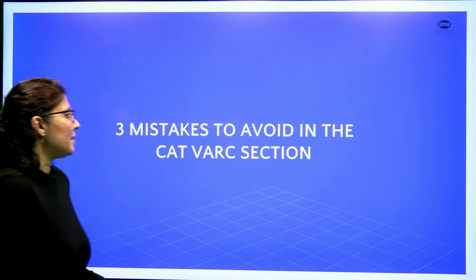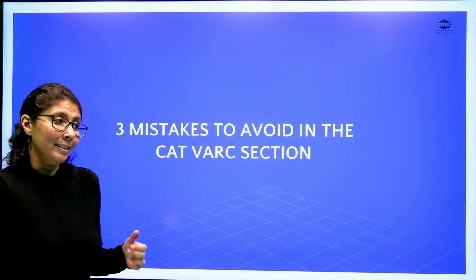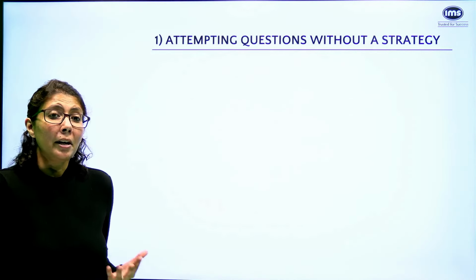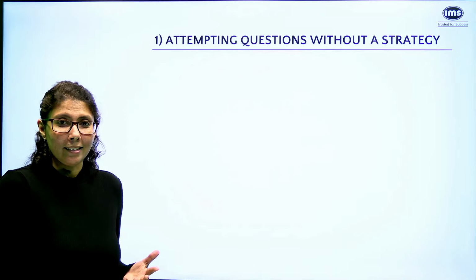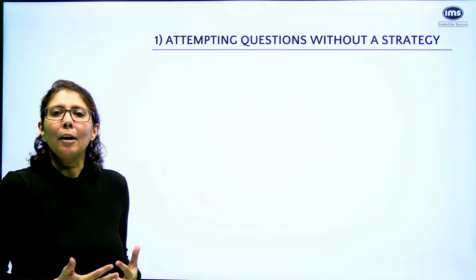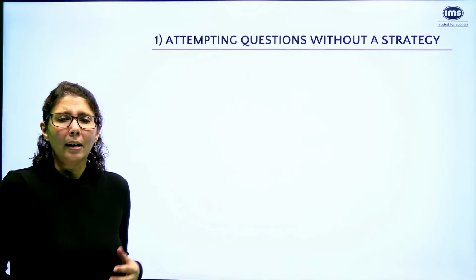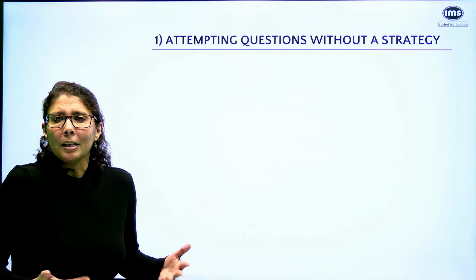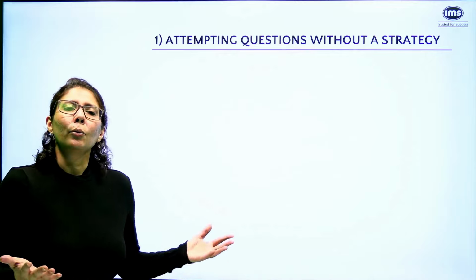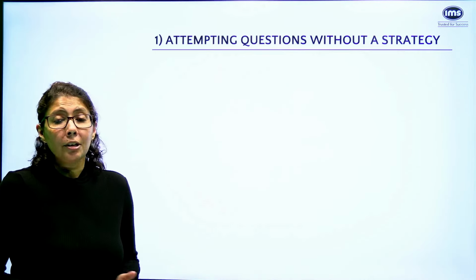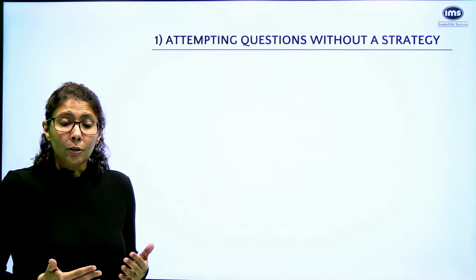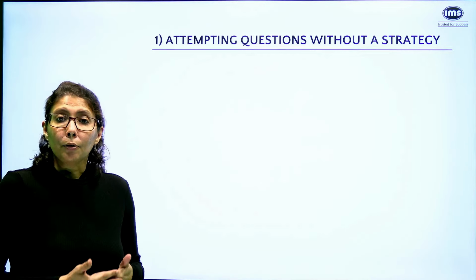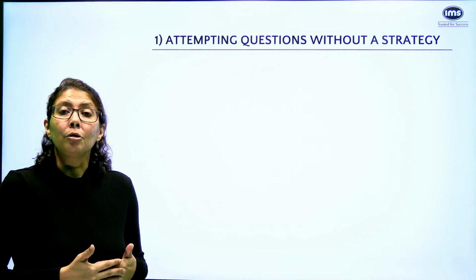So it says three mistakes to avoid in the CAT VARC section. What is the first mistake? Well, the first mistake is to attempt the section without a strategy. See, we plan very carefully for what we will do for DILR and to some extent for QA as well. But for VARC, for some reason, we believe that we will attempt the questions in the order that they are presented, which doesn't make any sense because each question carries the same marks, but each question is not at the same level of difficulty. So you do need to strategize.